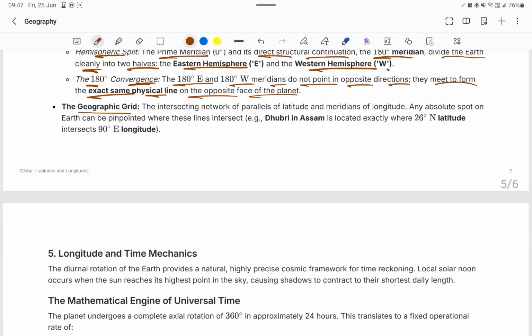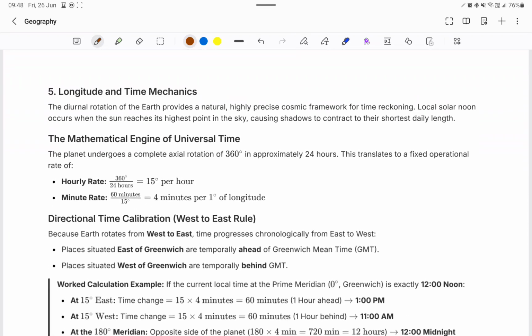The geographic grid is the intersecting network of parallels of latitude and meridians of longitude. Any absolute spot on the earth can be pinpointed where these lines intersect. Example: Dhubri in Assam is located exactly where 26 degree north latitude intersects 90 degree east longitude. Next we have longitude and time mechanics.